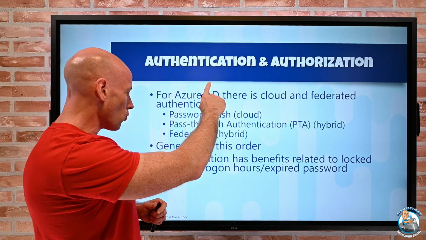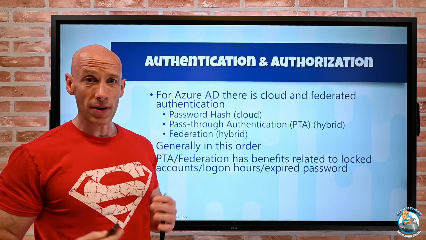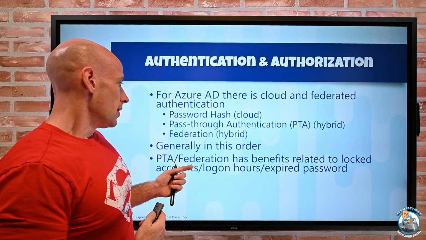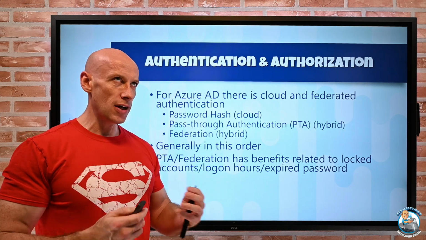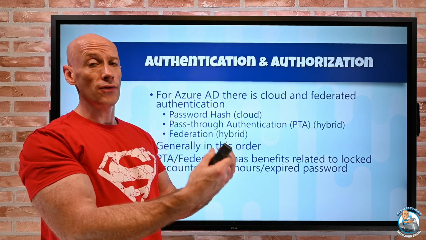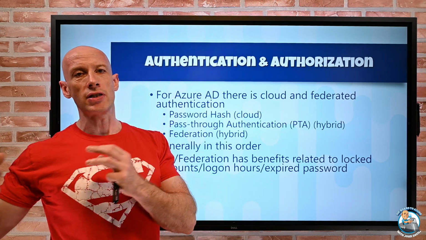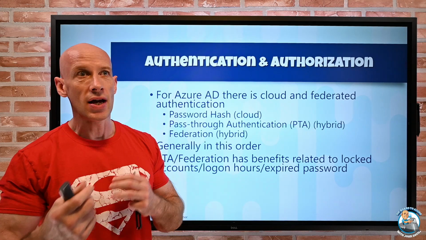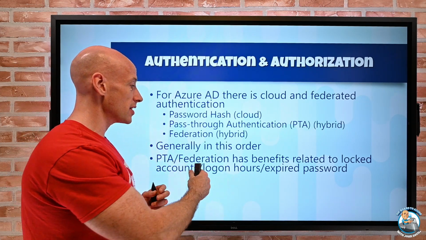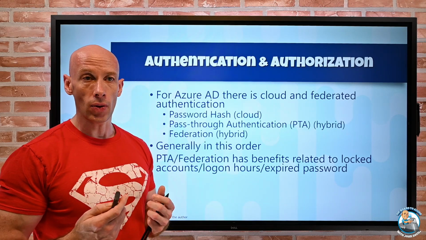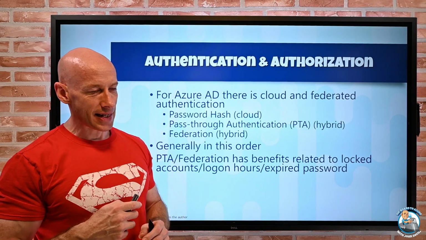And you generally do it in that order. Password hash is the preferred, then PTA, federation really not very popular anymore. Again, as I showed, PTA and federation do have an advantage over password hash cloud authentication: if the account has restricted hours, is disabled, or is locked out, those things will surface because it's authenticating against the actual domain controller. But hopefully I showed the tokens. It matters a bit less anyway.